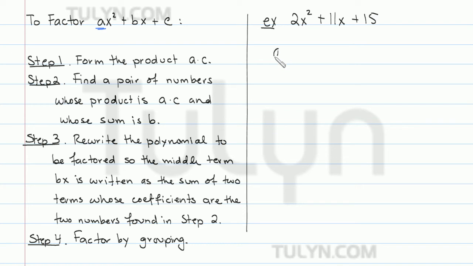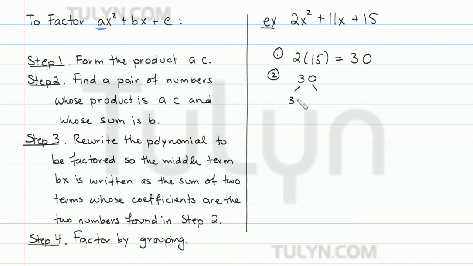Step 1 says to form the product a times c. So we want to take the first coefficient and multiply it by the last coefficient, which gives us 30. Then we want to find a pair of numbers whose product is a times c and whose sum is b. So basically we want to take 30 and split it up into two factors such that when we add up those values we get positive 11.